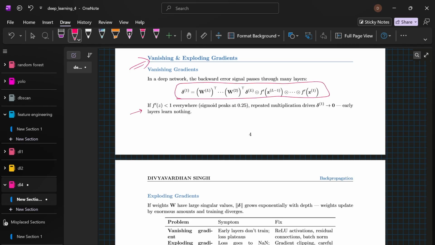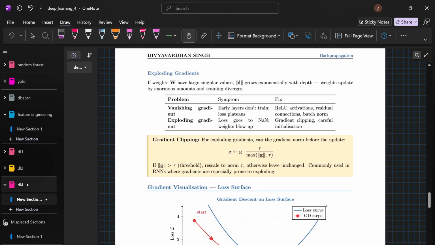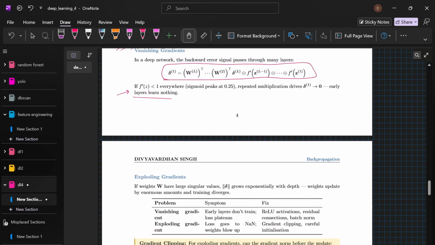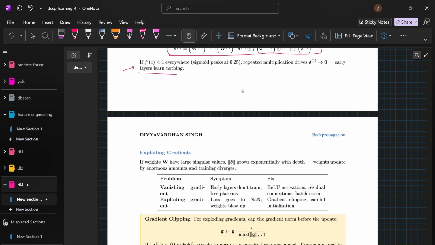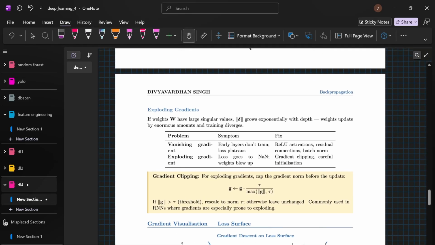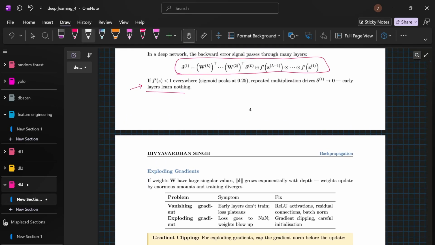At each layer it gets multiplied by the derivative of the activation function. Now if we use the sigmoid function, then the derivative is at most 0.25, so at every layer the gradient gets multiplied by something less than 1. So after 10 to 15 layers, the gradient becomes so tiny, almost zero, and the early layers learn absolutely nothing. This is the vanishing gradient problem, which we have already discussed.